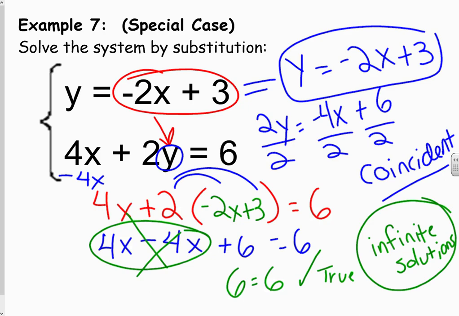If they were a graph, they'd be right on top of each other, so there's infinite solutions. Algebraically, we knew it because we got 6 to equal 6. A number equal to a number is true. That's why it is coincident.